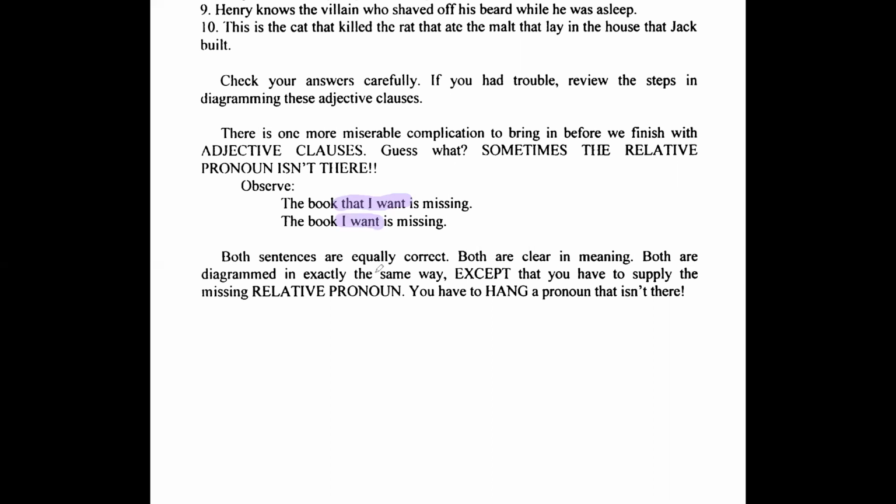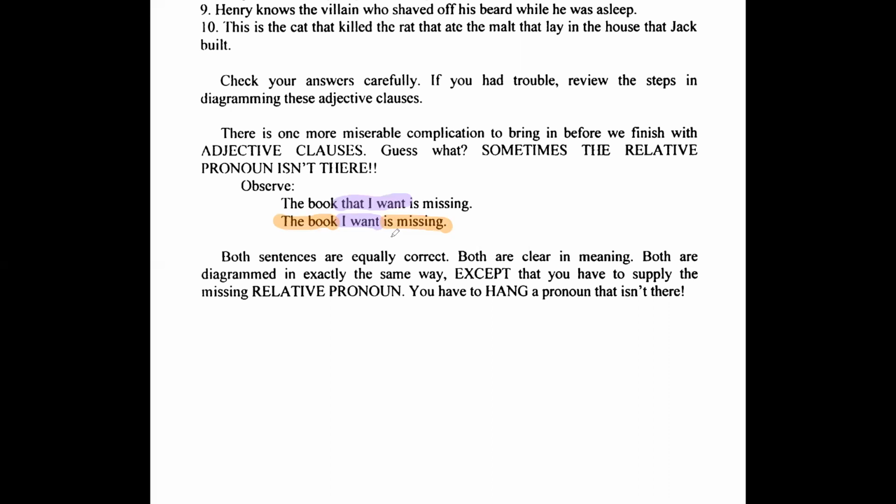So how are you going to identify these? If I've told you to look for the relative pronoun in order to identify an adjective clause, all you have to do is ask yourself, when you look at this sentence, the book I want is missing, where is the main clause? The book is missing. There's your subject and your verb. Then you have an extra subject and verb, I want. And you have to ask yourself, what is it doing in the sentence?